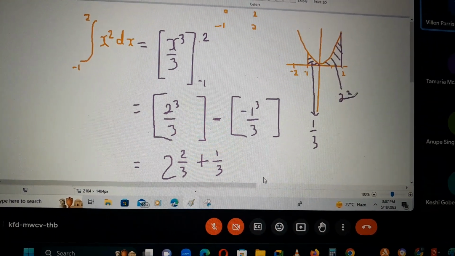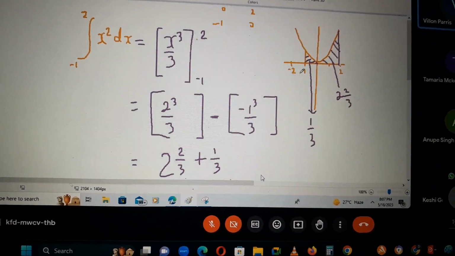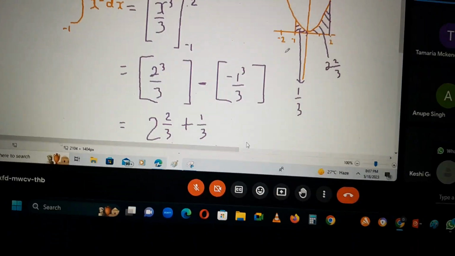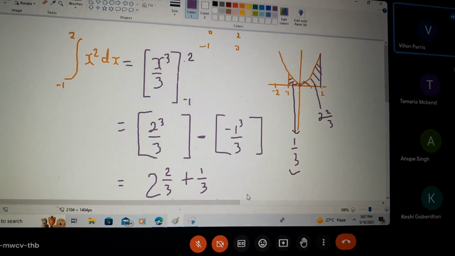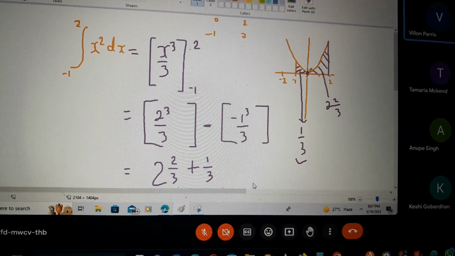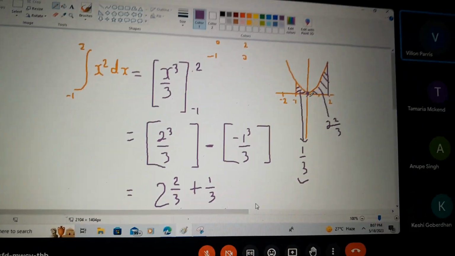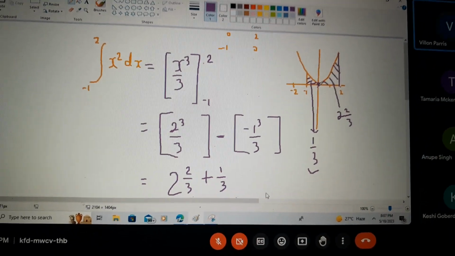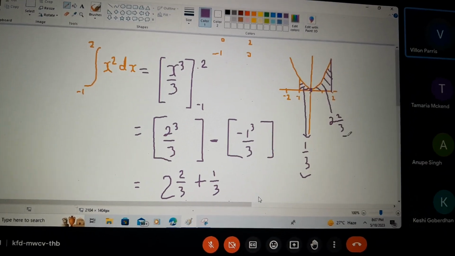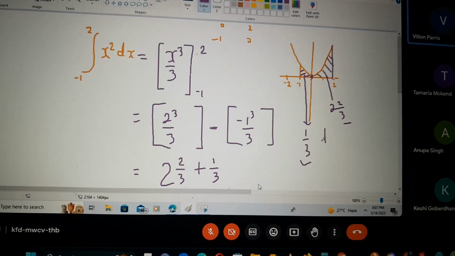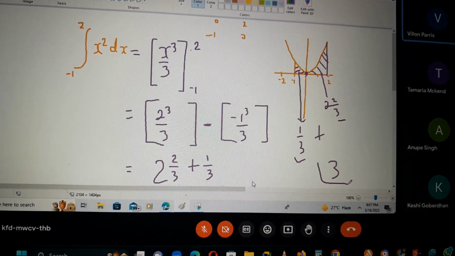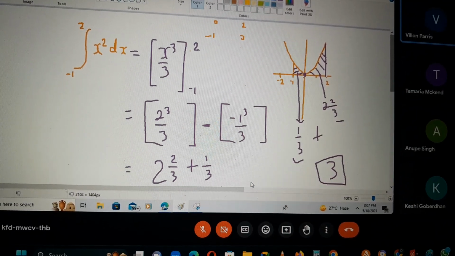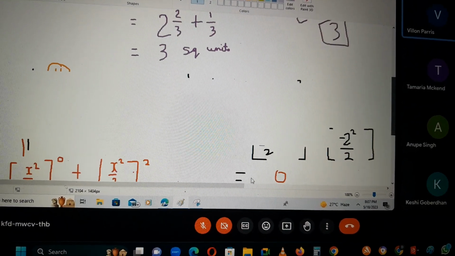We get 3. So if you had done it from -1 to 0, you would have gotten this as your answer. And if you had done it from 0 to 2, this would have been your answer. And when we take the sum of the two parts, you would end up with 3 anyway. Right? Any questions concerning this? No.